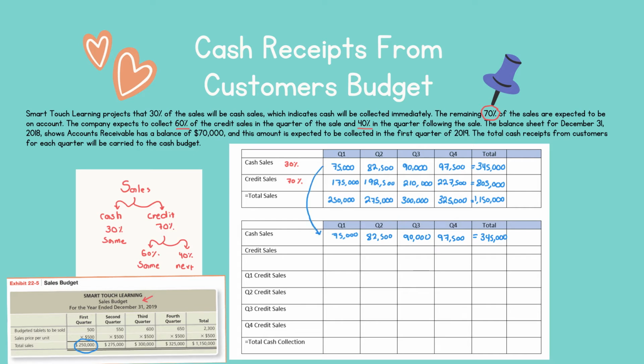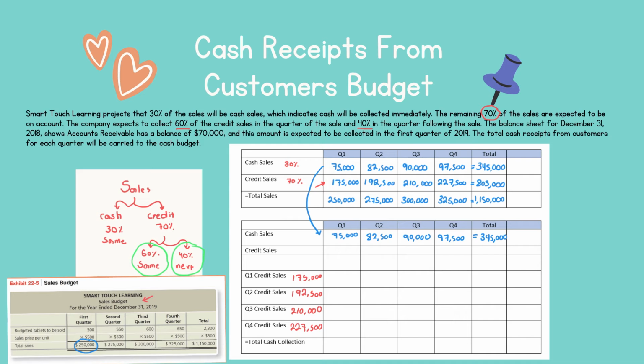Okay, now the credit sales, how I'm gonna collect the credit sales? So I'm gonna write them down here beside the quarters first. So quarter 1 credit sales, it was 175,000. And quarter 2 credit sales was 192,500. Quarter 3, 210,000. Quarter 4, 227,500. Okay, how I'm gonna collect these ones? As he said before, 60% in the same quarter, 40% in the following one.